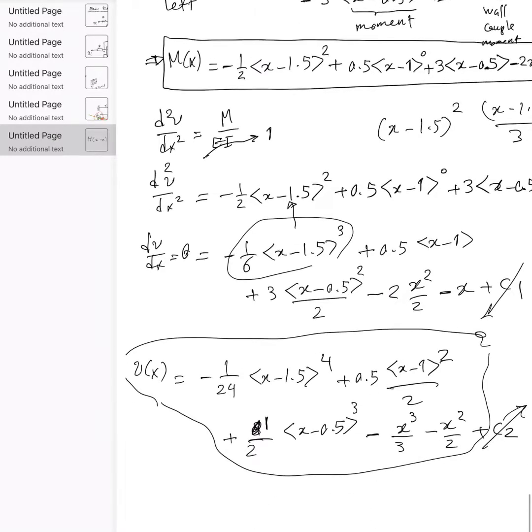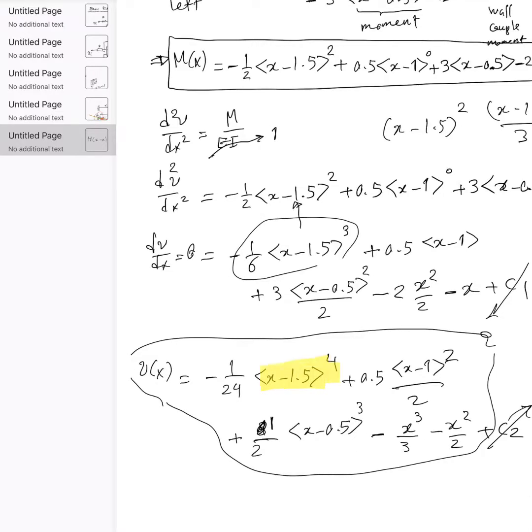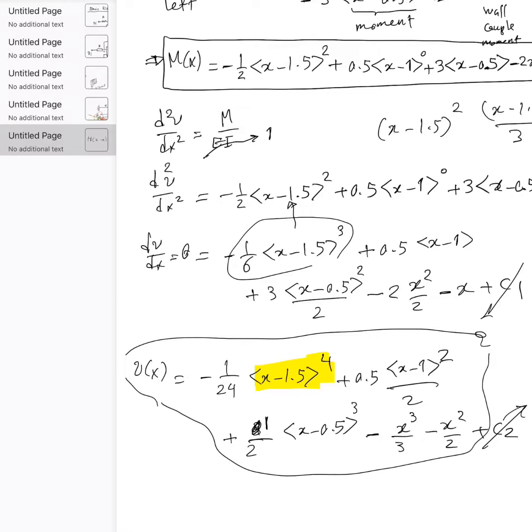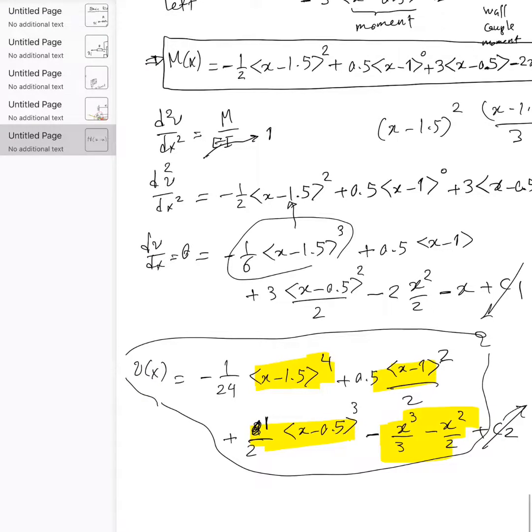Don't forget, you don't always have this term right here. You only have this term when x is greater than 1.5. Similarly, you only have this term when your x is greater than 1. Again, you have this term when your x is greater than 0.5. But look, you always have these two terms right here. So your beam deflection plot, if you plot this curve, is a complicated curve. It's not just simply a first order polynomial all the time.